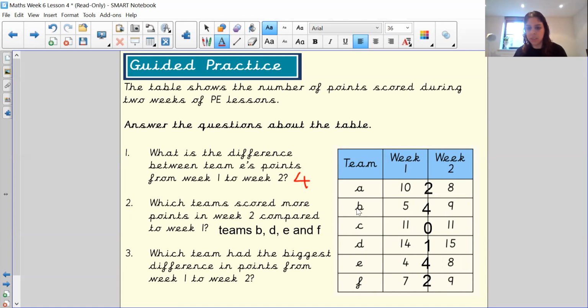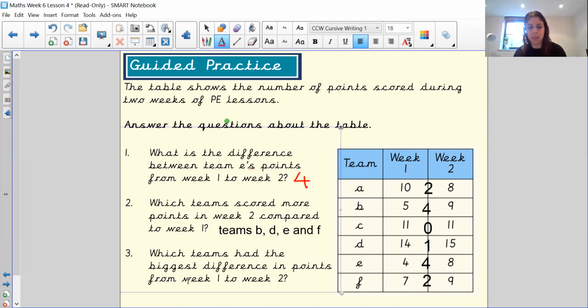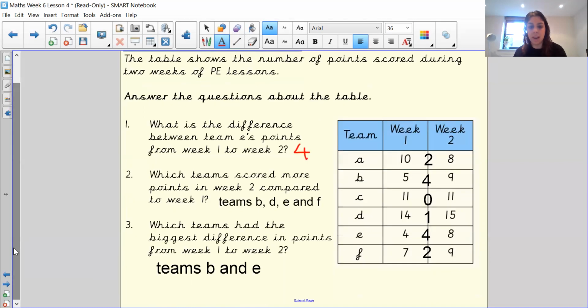Now this one, team B and team E, both had 4 in the difference. However, if it's saying from week 1 to week 2, this one is 5 to 9 and this one is 4 to 8. So I'm going to say both of them. So I think the question is wrong. And I think it should say which teams had the biggest difference in points from week 1 to week 2. And I'm going to say teams B and team E. They both had 4 difference. Okay, well done. Let's keep going.